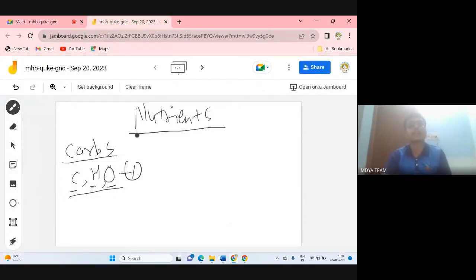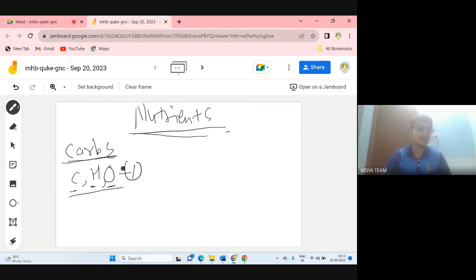Okay, so I was explaining what is the basis of classification of nutrients into carbs, protein, fat, minerals, and vitamins. If you know this basis of classification, then you will get a basic idea of what is carbs, what is protein. So first, if we talk about carbs, why are some chemical substances present in our food known as carbs?